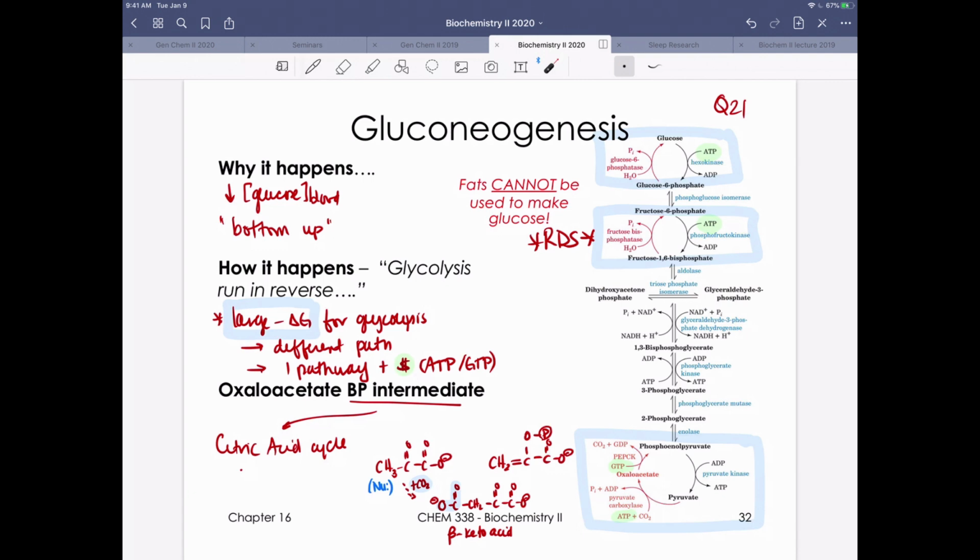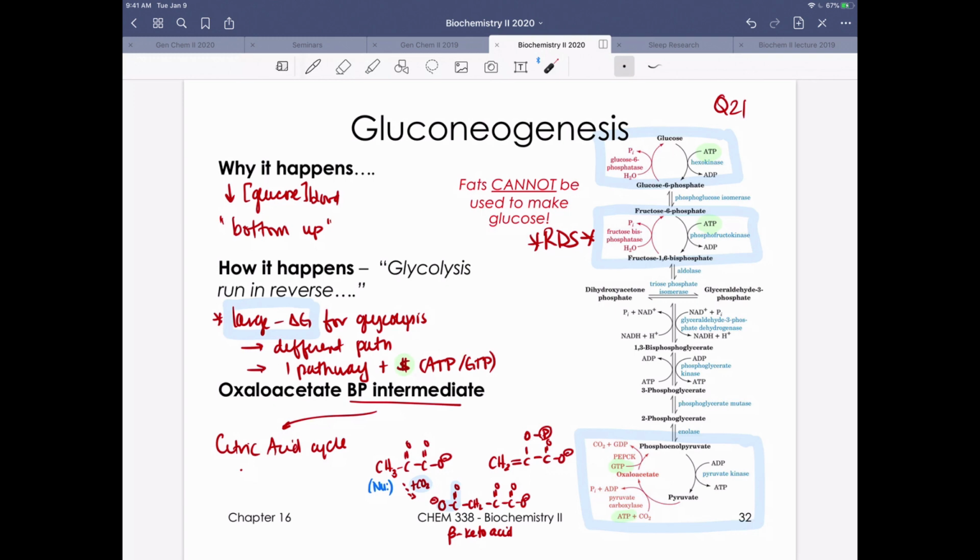So converting pyruvate to oxaloacetate actually involves the addition of carbon dioxide. It's going to cost us some energy. And importantly, this only occurs in the mitochondrion. Everything else here, remember glycolysis occurs in the cytosol. So everything else that we can reverse here, fine to do in the cytosol. We have to dip into the mitochondria for a little bit here because this enzyme only lives in the mitochondria. Okay, so that's problematic.